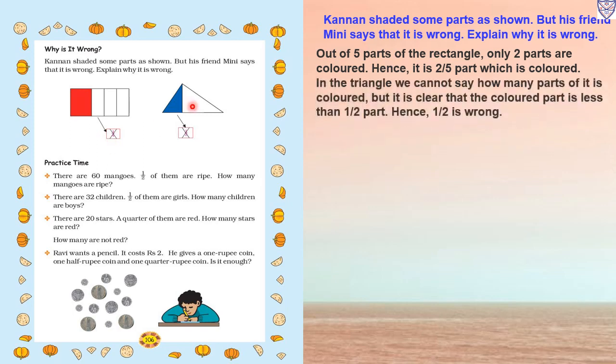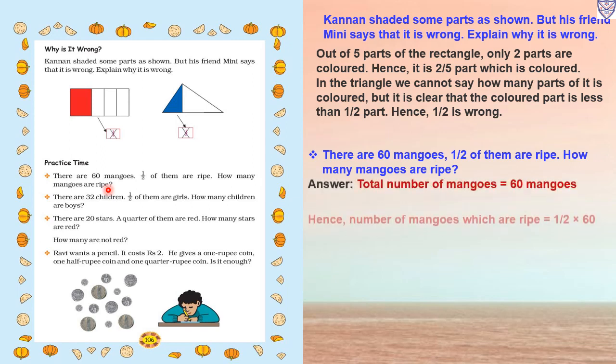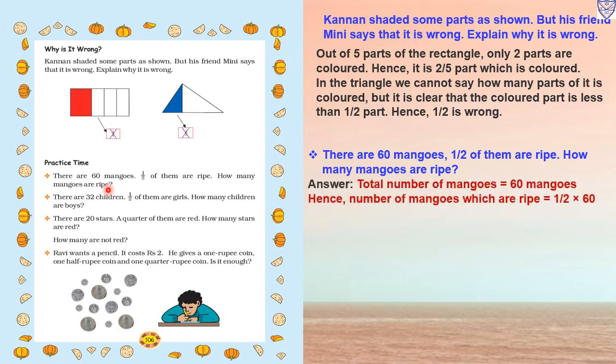Now next is the triangle. In the triangle we cannot say how many parts of it are colored, but it is clear that the colored part is less than half. So it is less than half, we are able to see, and half is wrong. Now practice time. There are 60 mangoes, half of them are ripe. How many mangoes are ripe?